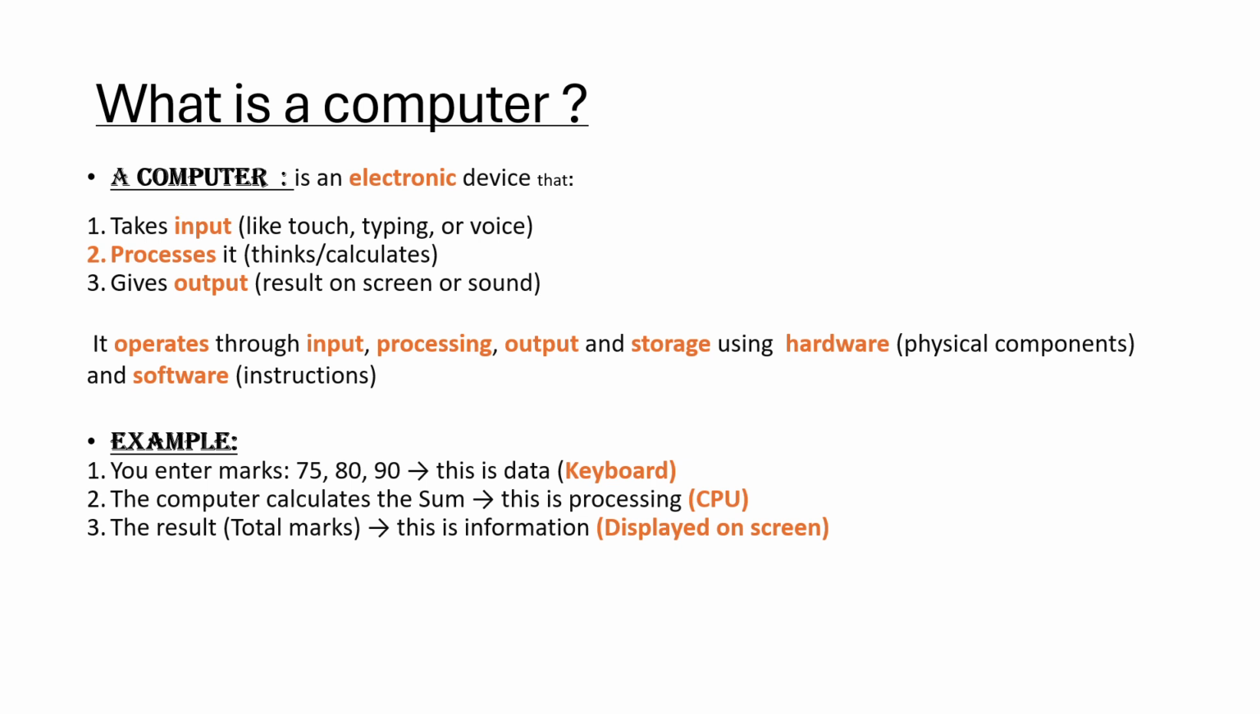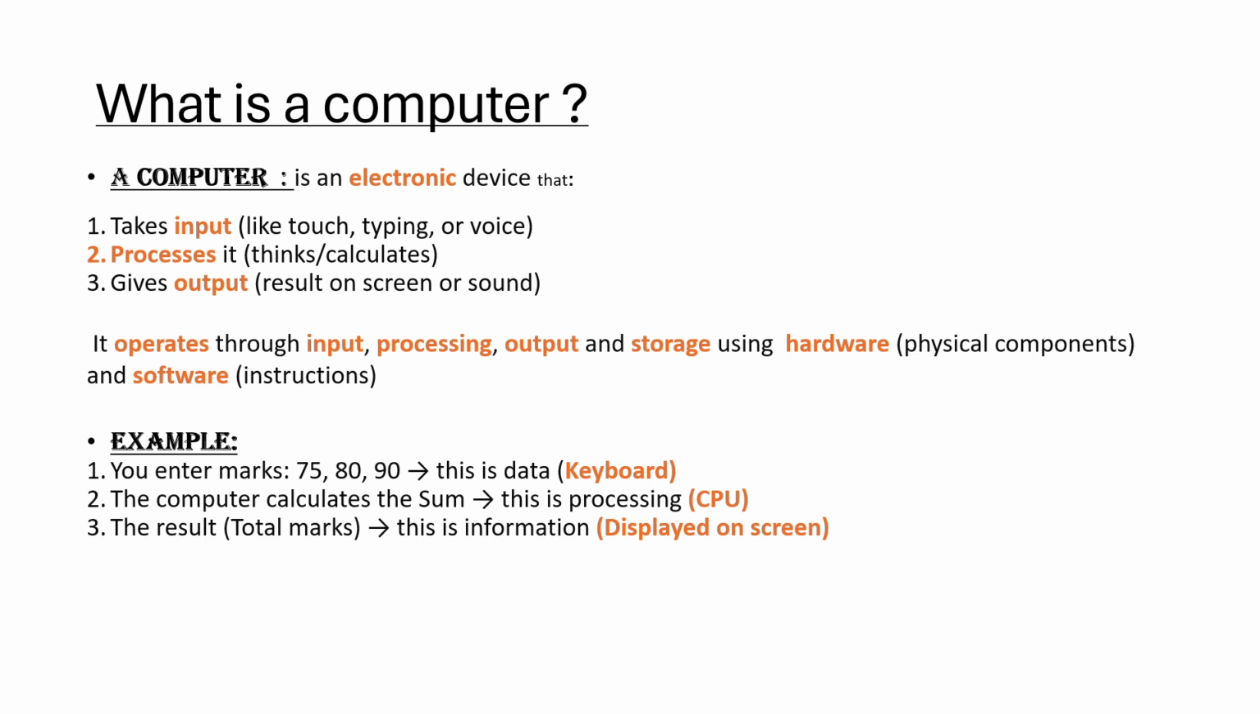It operates through IPOS. I stands for input, P for processing, O for output and S for storage, using hardware and software. Hardware are the physical components of the computer and software are instructions or programs.